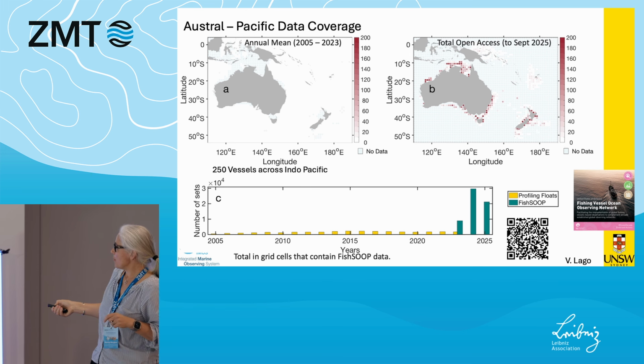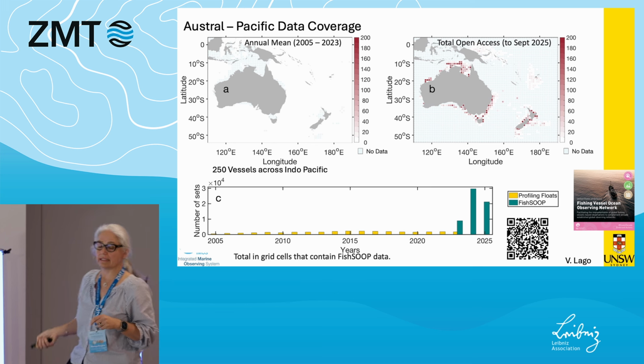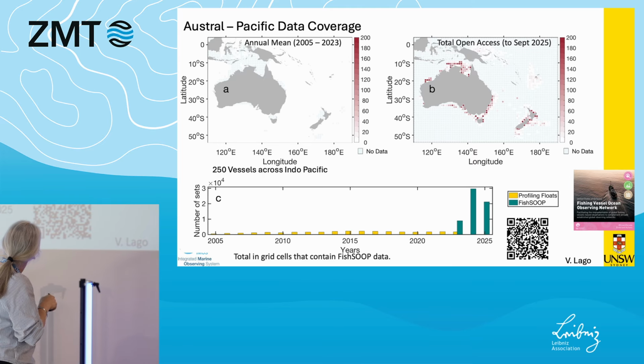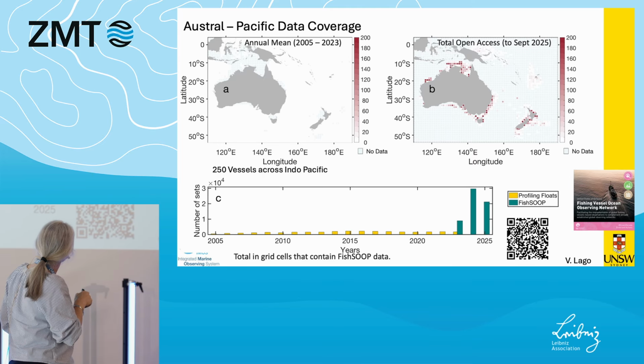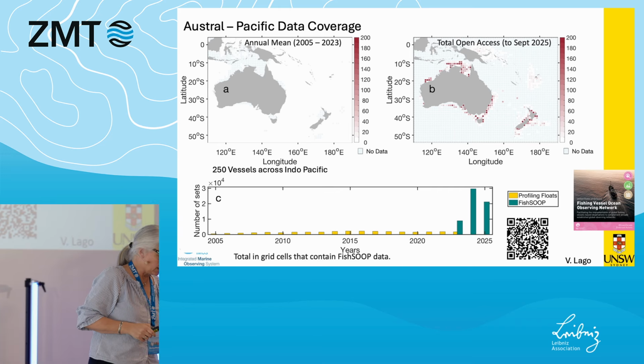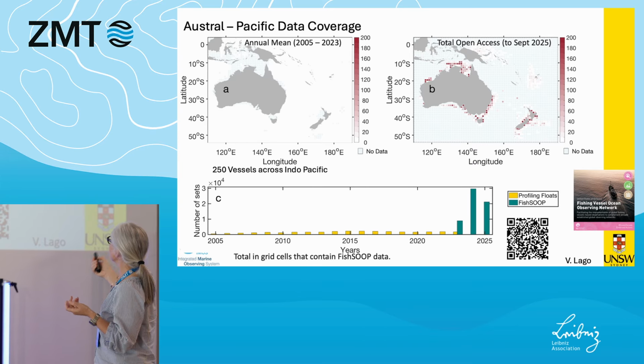This is the Argo program over the last 20 years. This is us over the last 3 years, okay? So open access data around Australia, New Zealand, and now increasing across the tropics. You can't really see, I'll zoom in on the next slide, but we've got Papua New Guinea, Samoa, Solomon Islands, Tonga, Papua New Guinea, Fiji, right?